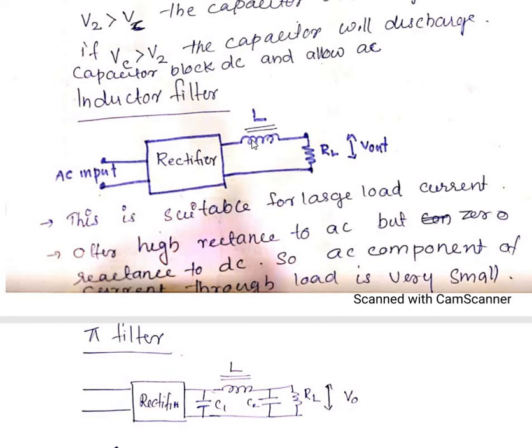So all the DC component passes through, because the inductor offers zero resistance to DC. So we will get more DC in the output. So this inductor is used as a filter circuit. But here the inductor is always connected in series with the load resistance.